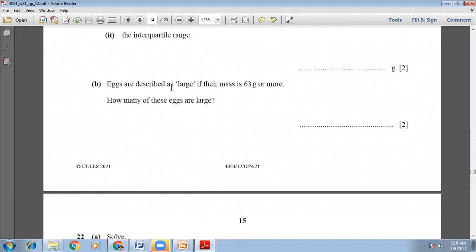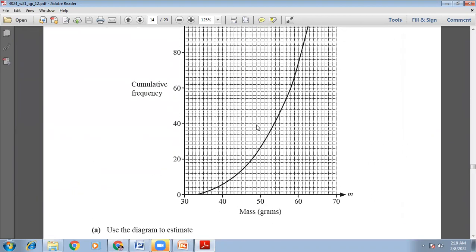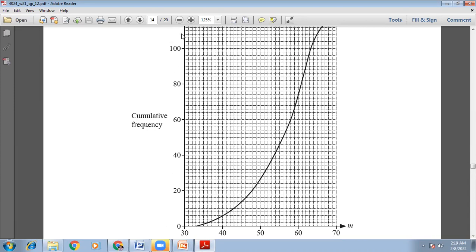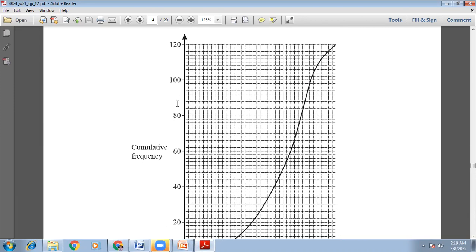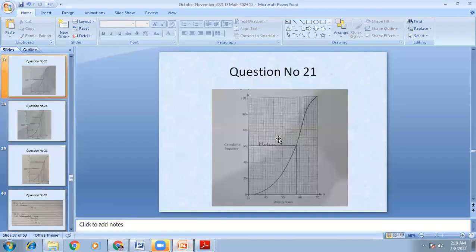Then he says eggs are described as large if their mass is 63 grams or more. How many of these eggs are large? So 63 grams or more. What we will do, from here 63, 1, 2, 3, 63. From 63 you will draw a line. When you touch the graph, from there you go to the y-axis, check what is the number here, and subtract this number from the total, you will get the number of eggs whose mass is more than 63 grams.